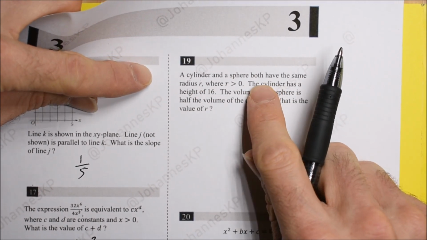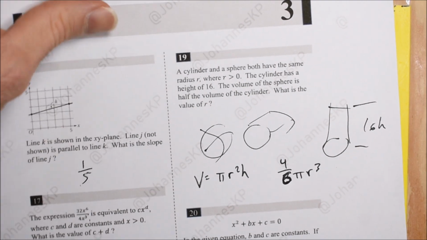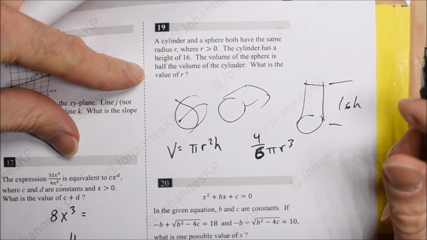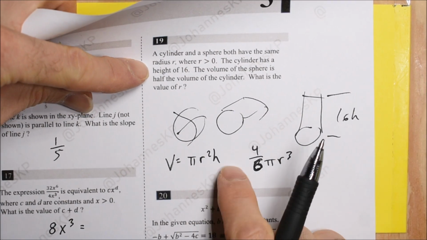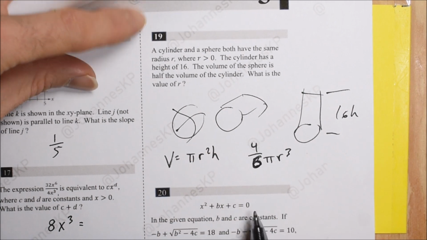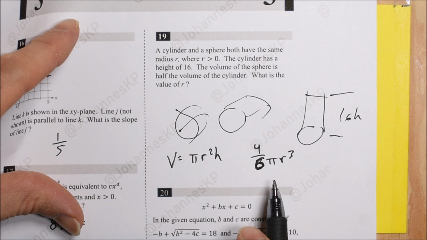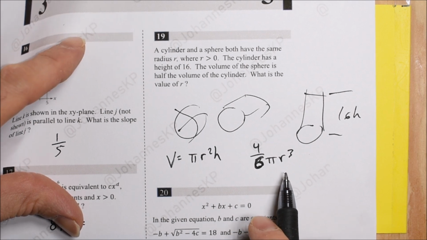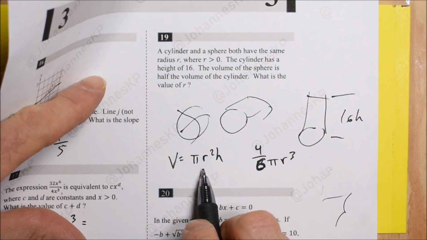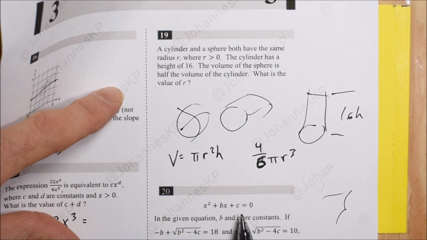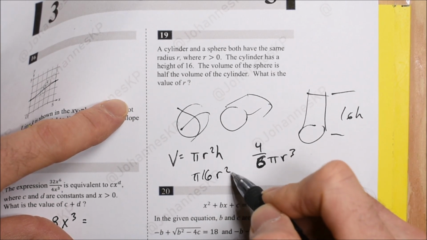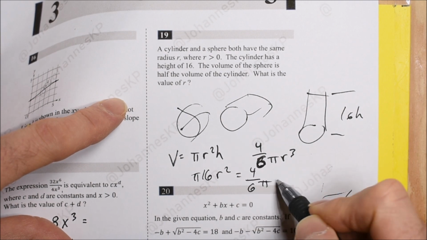Alright, a cylinder has a sphere. Oh, man. Okay, we messed up on the light and we messed up on the time. But the volume of the sphere is half the volume of the cylinder. What is the value of R? Oh, but the R is the same. R is the same. So, oh, that's interesting. So you're going to have pi 16 r squared is equal to 4 over 6 pi r cubed.